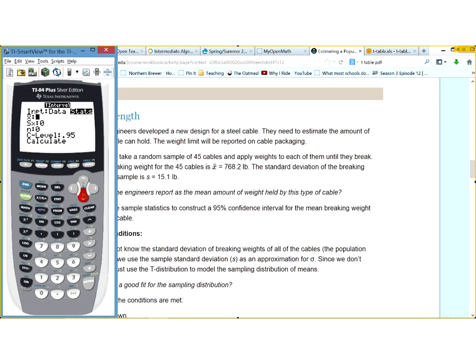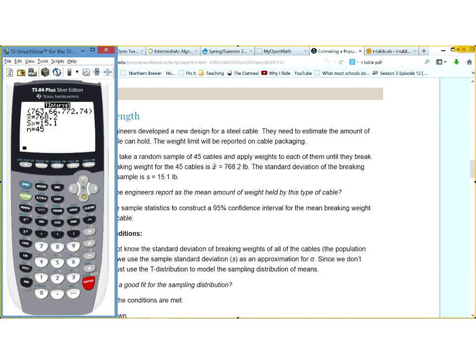I get the X bar, the mean, that's 768.2. So I just type that in, 768.2. I go down to the S subscript X, it's just the standard deviation. I put in the S, is 15.1. And then the sample size was 45 cables. Confidence level is already there, and I just hit calculate. And it gives me my confidence interval.